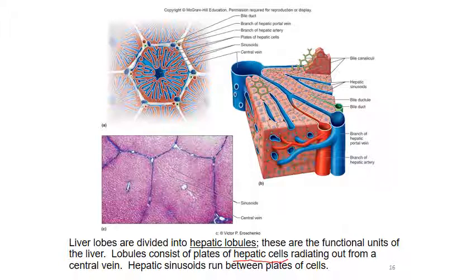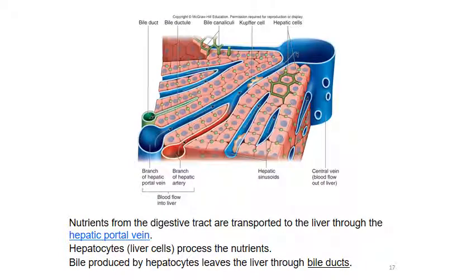These blood vessels are bringing the nutrients absorbed from our digestive tract, and then the hepatic cells are going to process the nutrients. We learned about the hepatic portal vein, and how the veins that are bringing the nutrients connect to the hepatic portal vein, and the hepatic portal vein is the one connecting to the liver. And so again, know that hepatocytes are the liver cells. These are the ones that are actually processing the nutrients. And also know bile is produced by the hepatocytes.